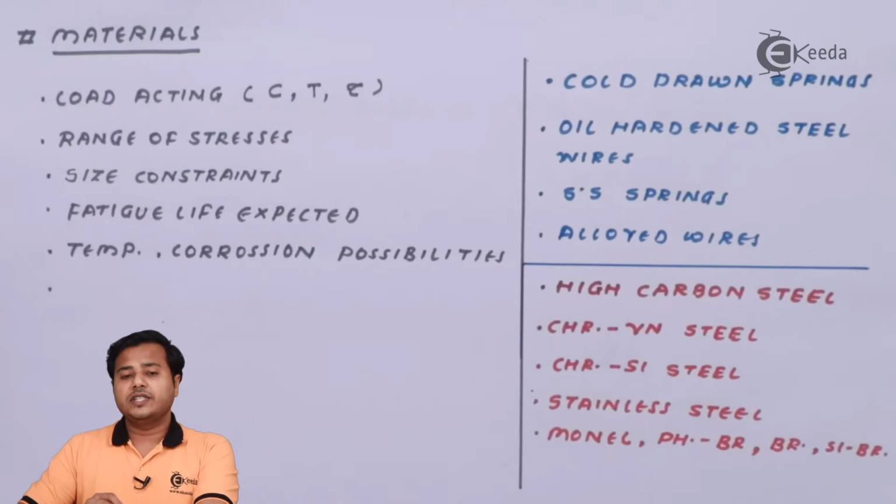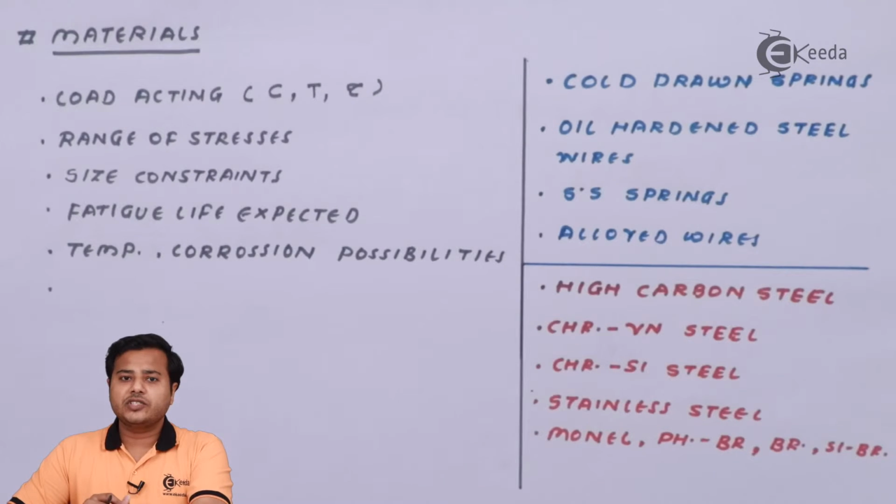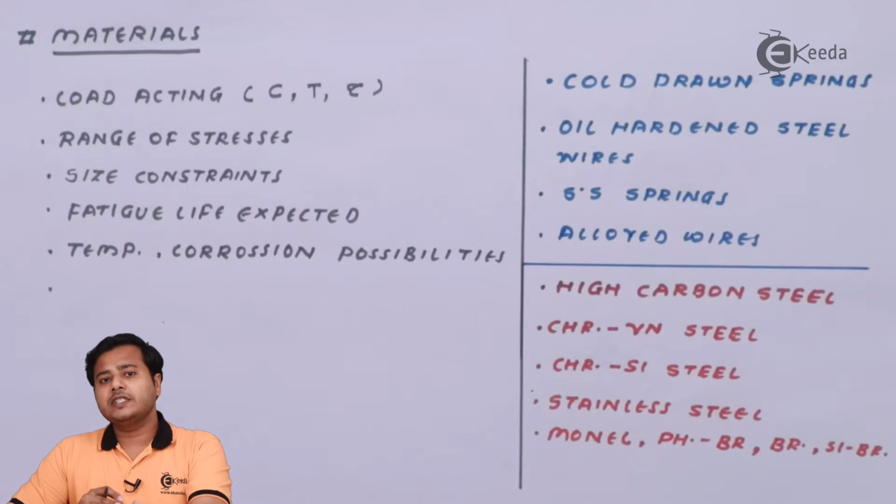Then size constraints. Now students, a spring is a small member that is generally fitted in multiple sections of a machine. So it always has a constraint related to dimension, maybe length, maybe diameter, maybe the wire diameter available. With respect to all these constraints, we have to select a proper material. For example, if there is a heavy application where the space for the spring is very small, in that case we have to use a high strength material, or very strong material, for the small application also.